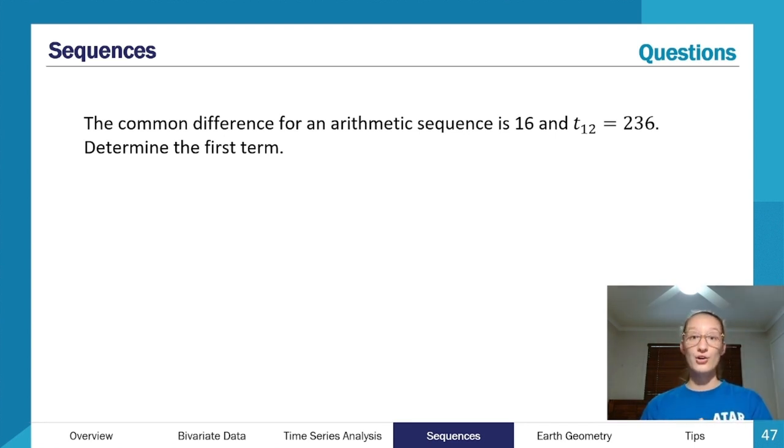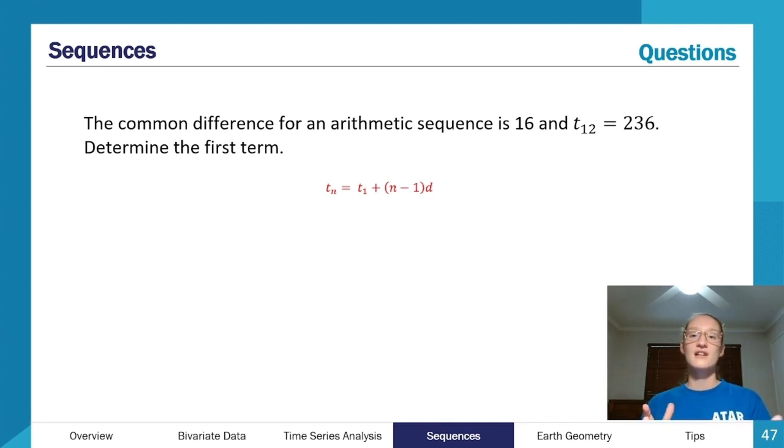Okay, so I already know we're talking about an arithmetic sequence, and I know we're talking about the common difference, and I know that it's positive 16, and I'm told that term 12 equals 236, but I'm not told the first term. So how do I find the first term? Well, I know I could work backwards using recursion. So I could put into my calculator 236 equals and then subtract 16 and enter back until I calculated that I was back at term one.